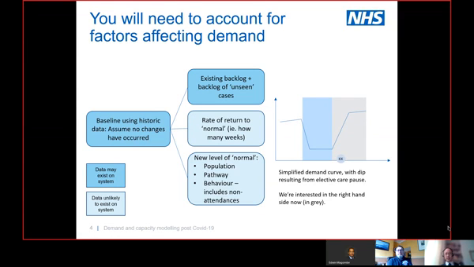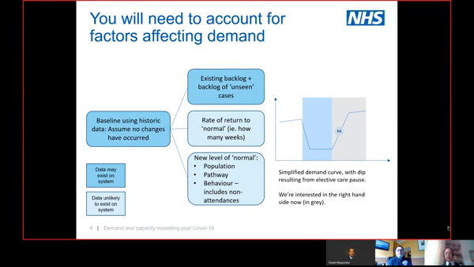The other thing to bear in mind is that you might have an existing backlog on your waiting list, and there might also be the patients who you would have normally expected to have seen during the period where demand is suppressed. They will also need to be registered in some way, and we expect them to come back into the service at some point. So there's potentially an extra lump of demand, so to speak, that you might need to account for when you're considering the reopening of your service.